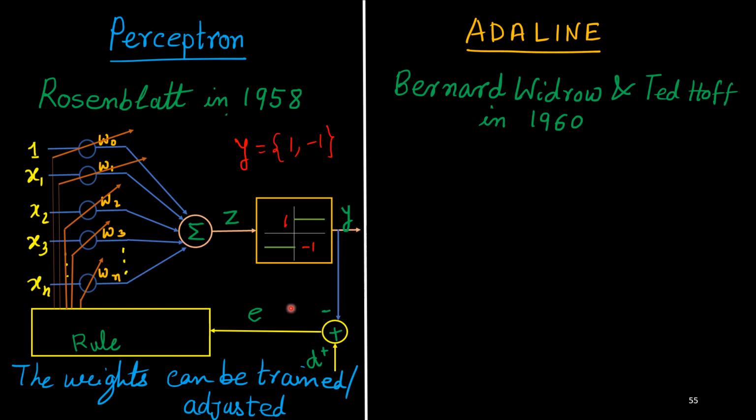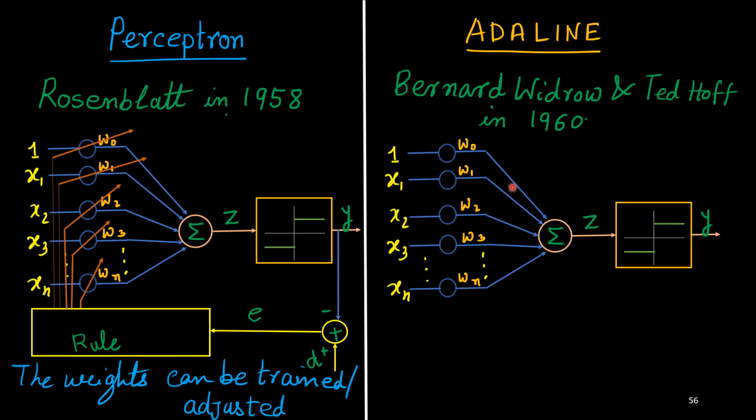If any error is there, then we should use a certain rule to tune these weights W0, W1, up to Wn, so that Y comes closer to this D. So the difference between D and Y is reduced. That is the objective, right? What the rule is will be discussed later.